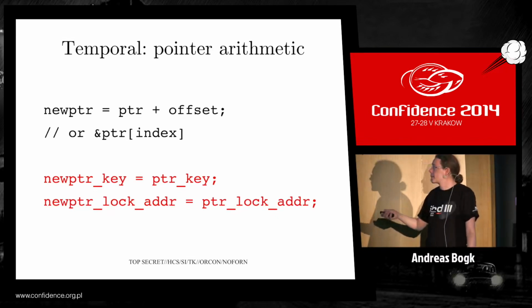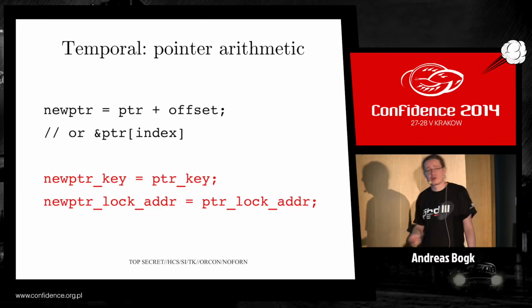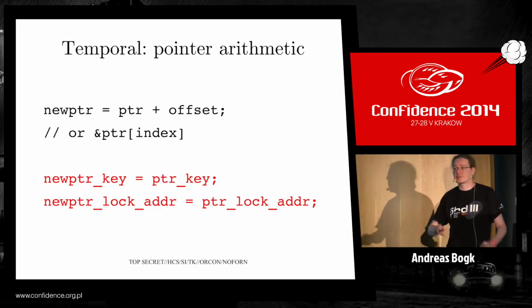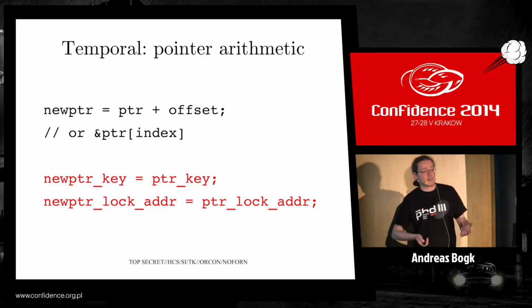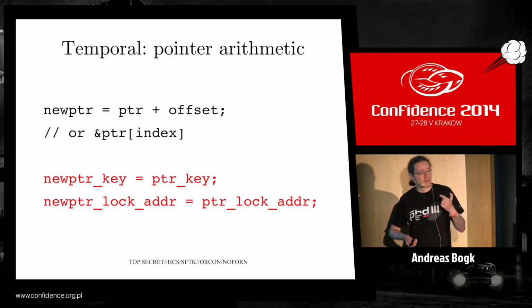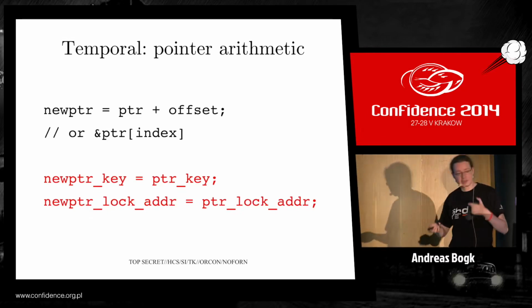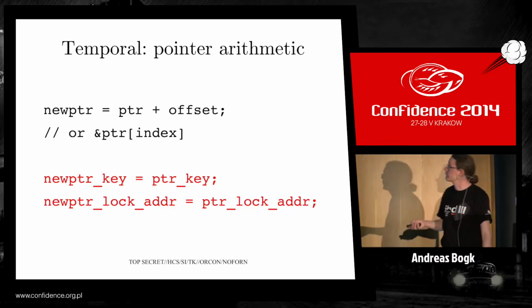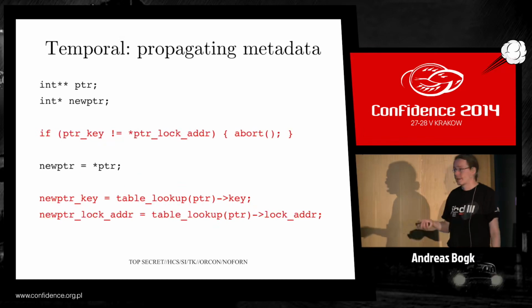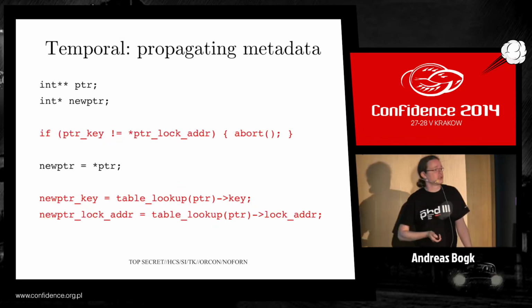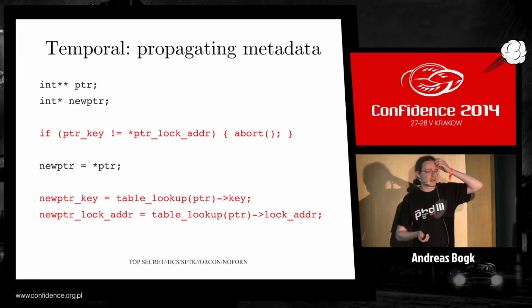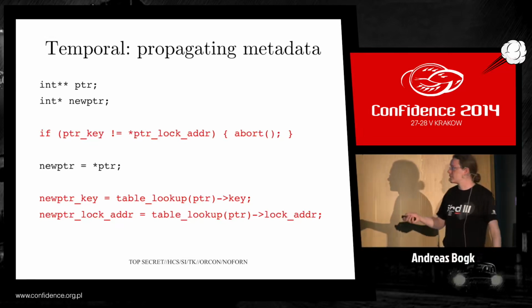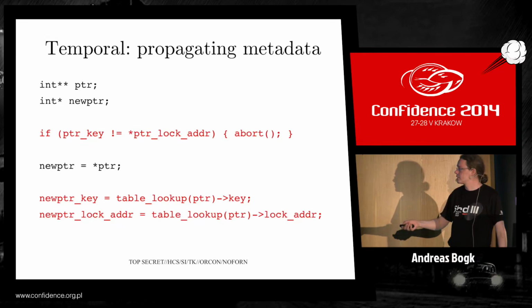If there is a different object at the same address that has been freshly allocated, this will now have a different key value. So using key and lock, we can make sure that the object is temporally okay, that it has been correctly allocated and not been freed yet. The rest pretty much looks like the situation in the spatial case. So for pointer arithmetic, we need to keep track of the key and the lock address.